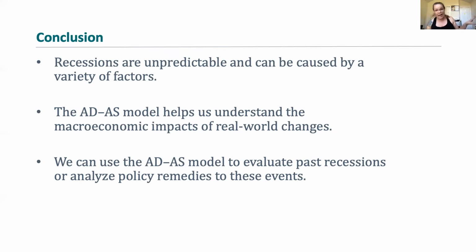to evaluate past recessions and understand why things happened the way they did and how things played out, but also to analyze possible policy remedies to these events should they occur again in the future. And that's where we're going next. Fiscal policy and monetary policy. How can the Federal Reserve Bank help us to stabilize an economy when there are real-world events that might be shocking the system and producing outcomes that are unfavorable?